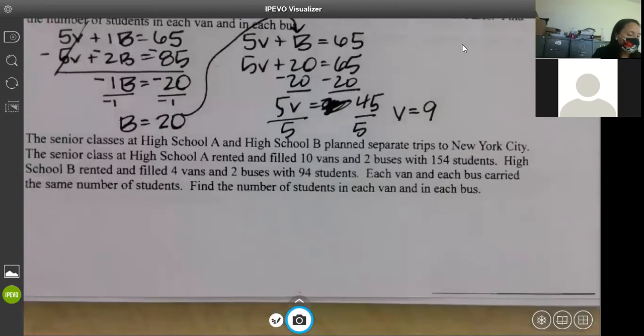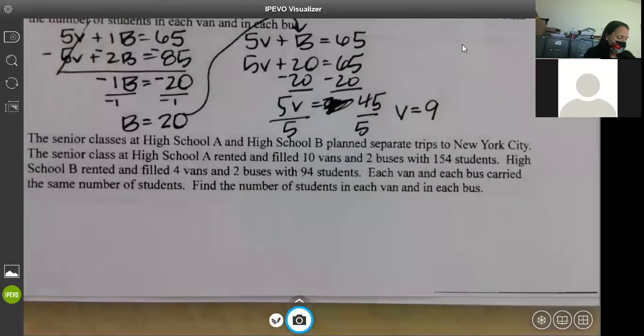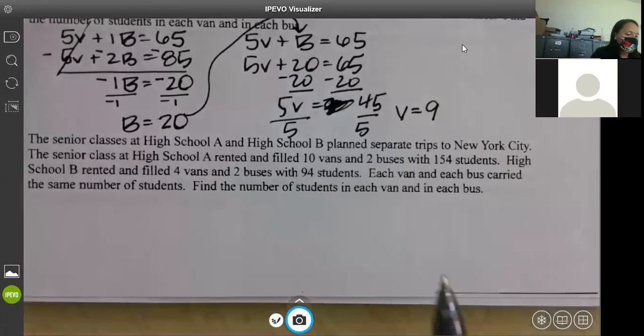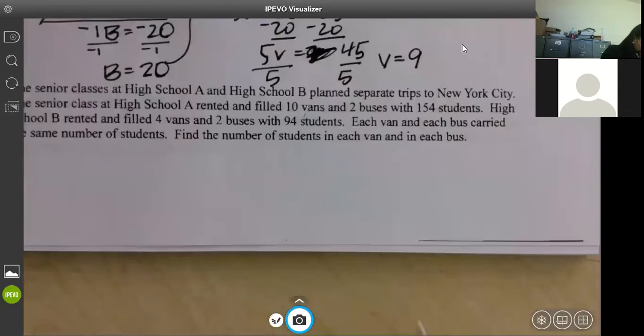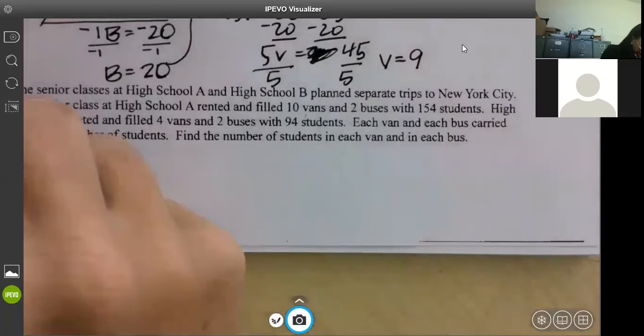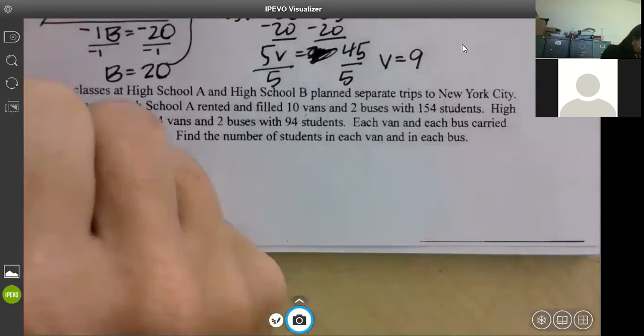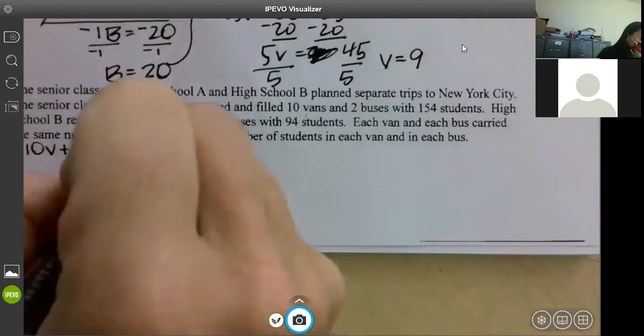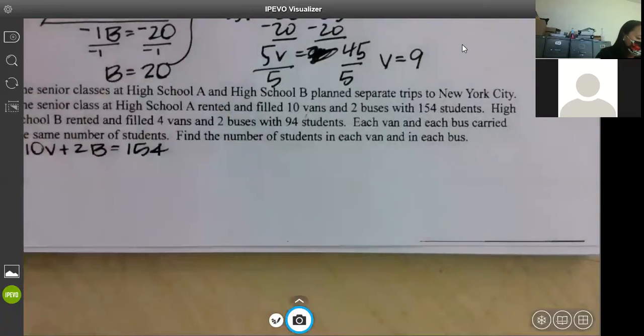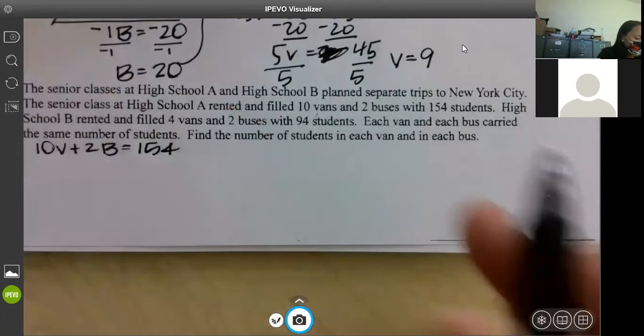The senior class at high school A and high school B planned separate trips to New York City. The senior class at high school A rented and filled 10 vans and 2 buses with 154 students. How do I write that? High school B rented and filled 4 vans and 2 buses with 94 students. Set that equation up.